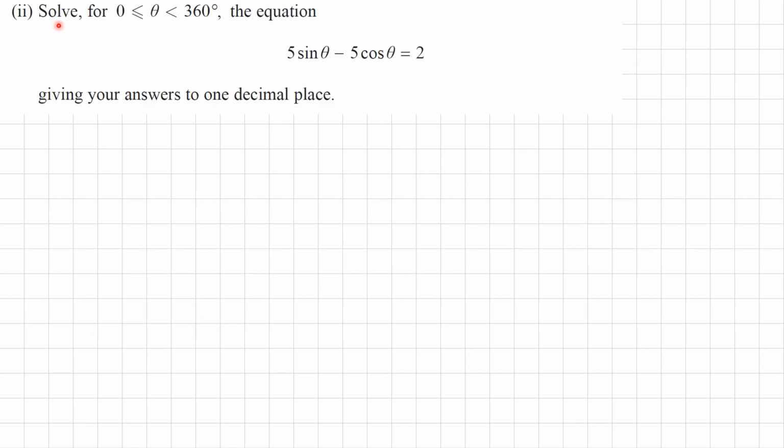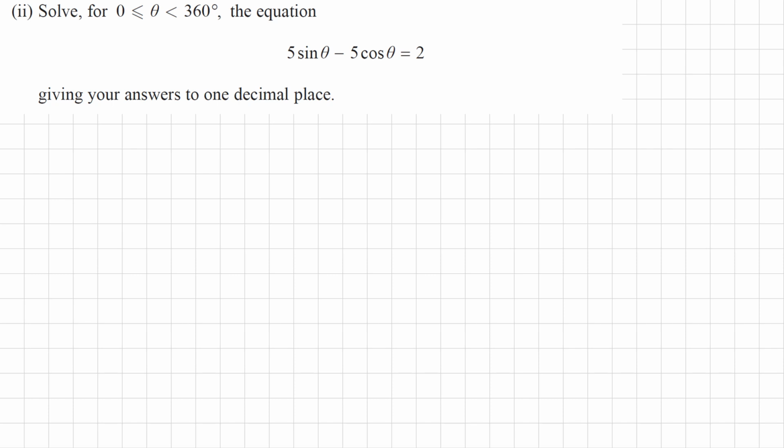Part 2. Solve for theta greater than or equal to 0 and less than 360 degrees the equation 5 sine theta minus 5 cos theta is equal to 2, giving your answers to 1 decimal place. Now, because of the form we've got here, I can't factorize it. I can't make any substitution in terms of trigonometry to get something that I can factorize to find solutions. So this is a different method.